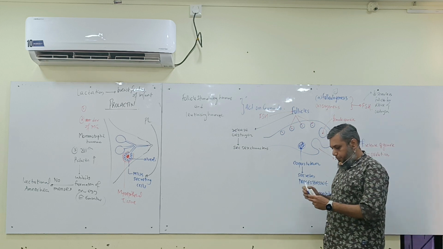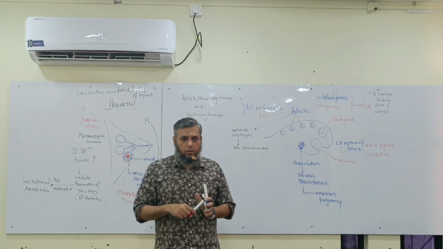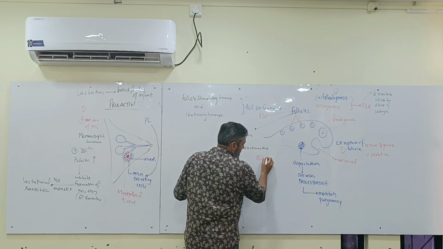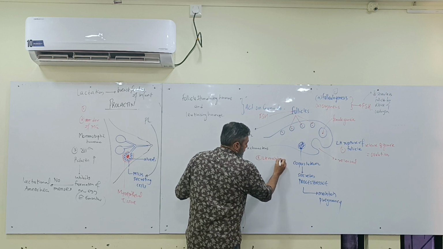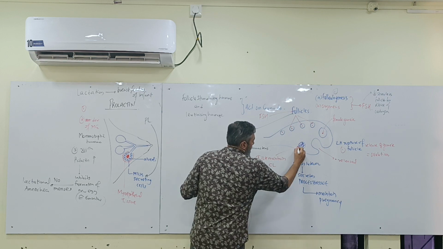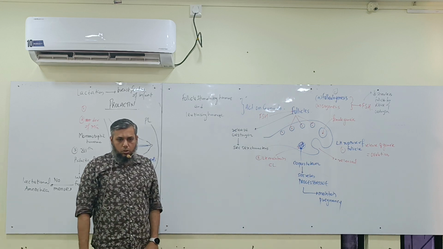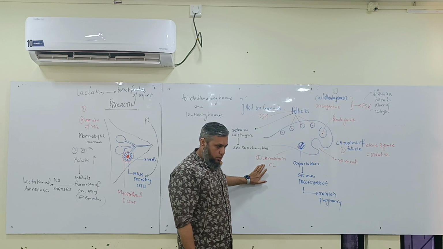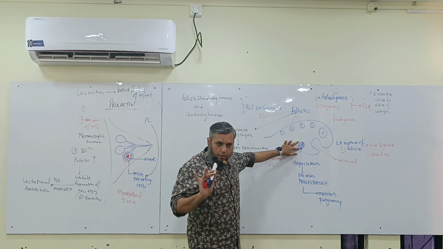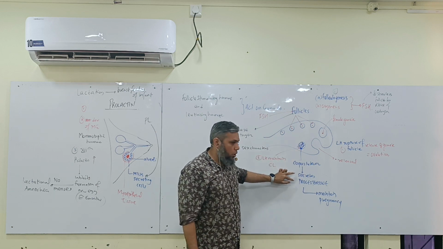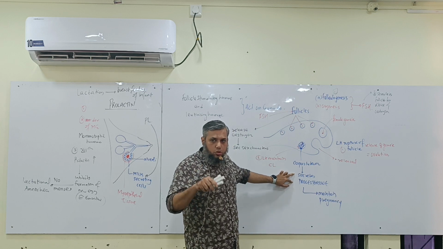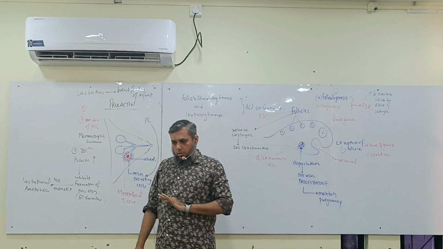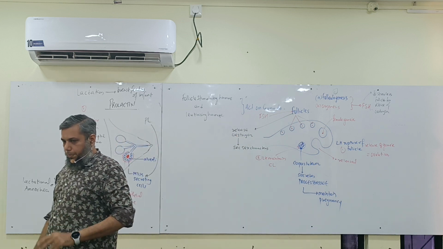ओके, लेकिन कॉर्पस ल्यूटियम को मेंटेन करने वाला हार्मोन है LH. So the second function of LH is LH will maintain the CL. CL is what? Corpus luteum. So in the presence of LH, corpus luteum will be alive, zinda, secreting what? Progesterone. Progesterone will help to maintain the pregnancy. I hope everybody understood.